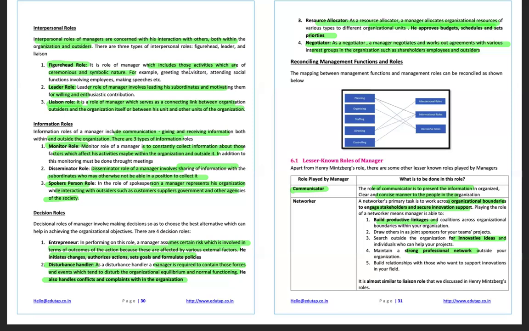Negotiator. As a negotiator, a manager must negotiate and work out agreements with various interest groups in the organization, such as shareholders and employees, and outsiders. So, reconciling management functions and roles.